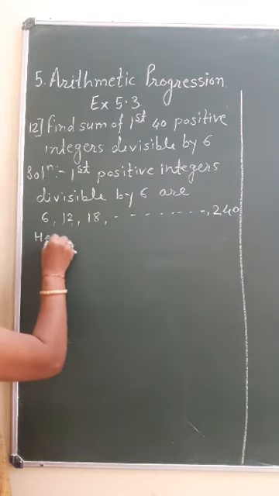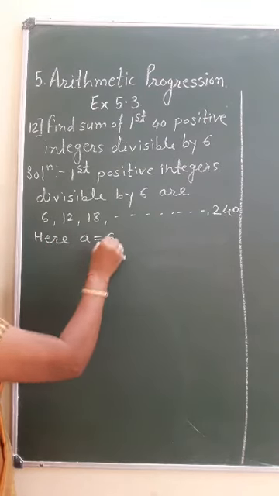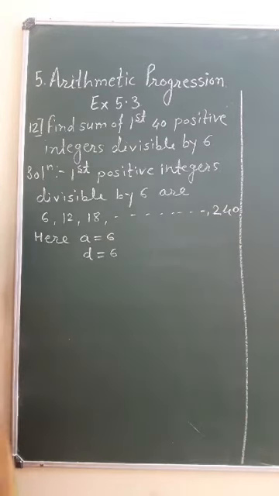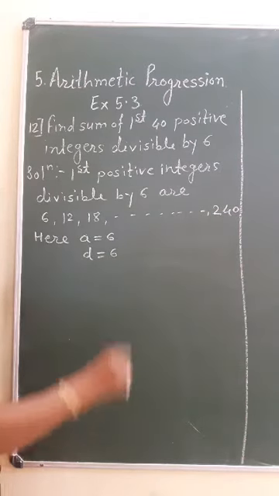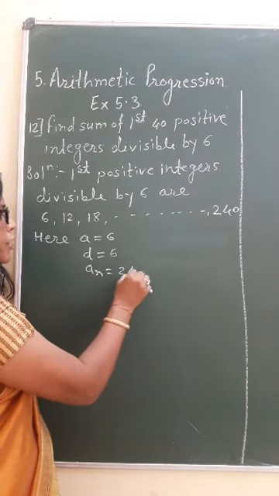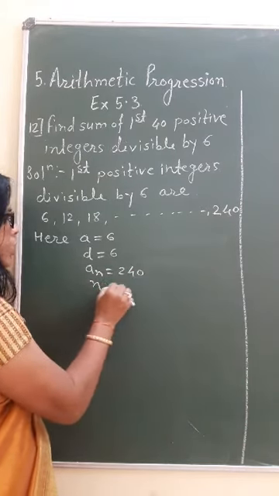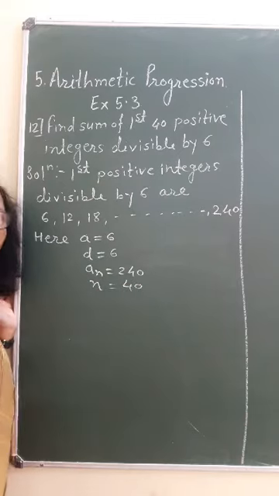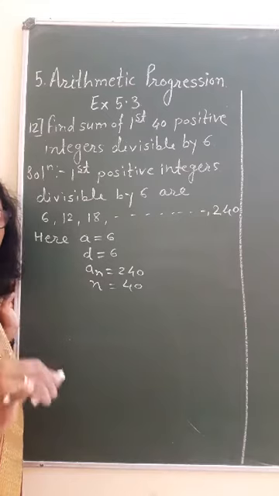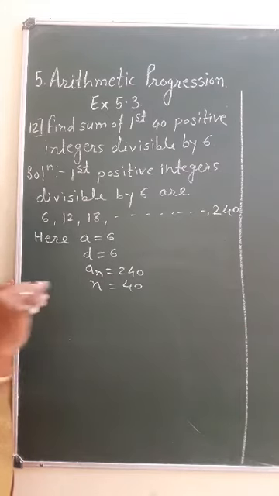Here we can say the first term is 6. Here d is also 6 because it is a multiple of 6, and the last term an is equal to 240, and the total number of terms n is 40. We have to find the sum of the 40 positive integers which are divisible by 6.